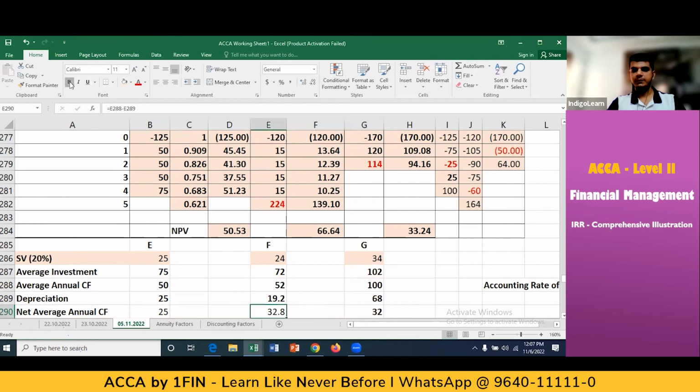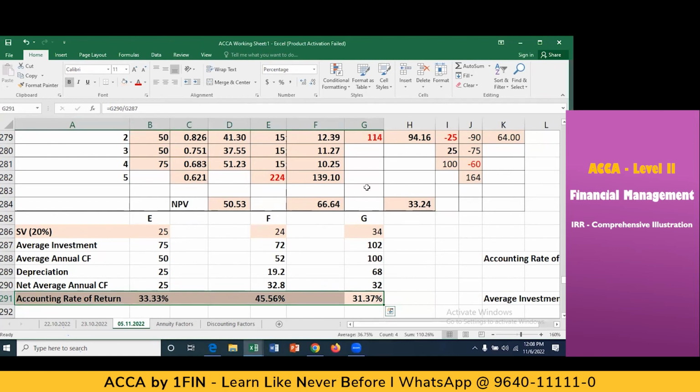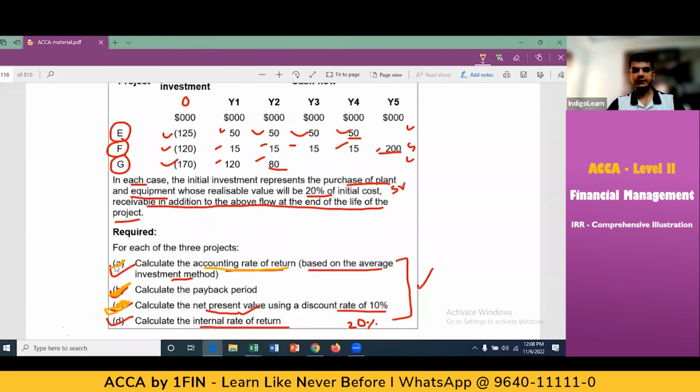Now all my inputs are ready. We'll just calculate the accounting rate of return, that is none other than the net average annual cash flow divided by average investment for each of the projects. Clear till now, Niti? Yes, sir.